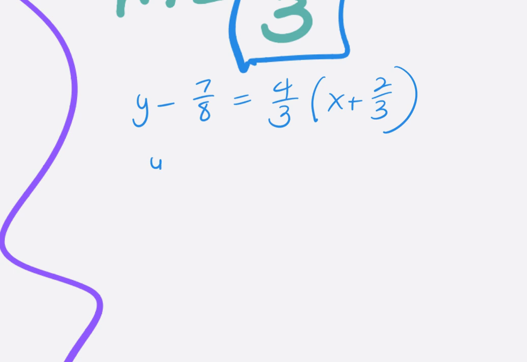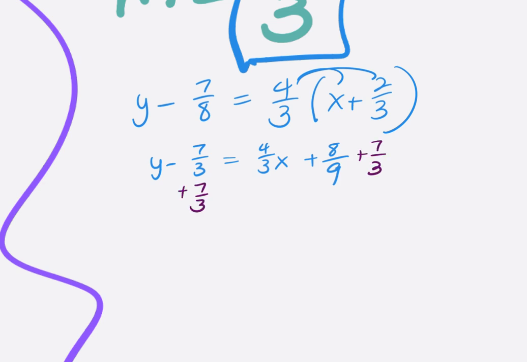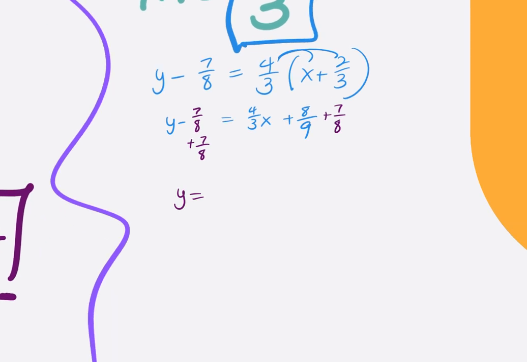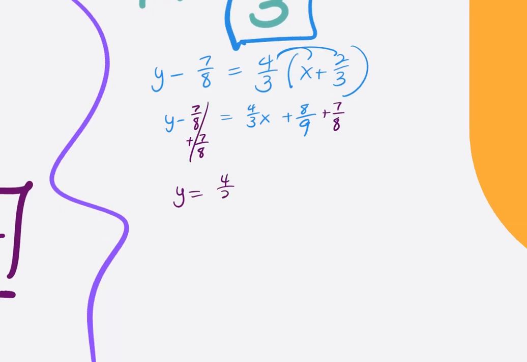I would distribute the 4/3 here and here. I would add the 7/8, just kidding. I rewrote it wrong, thank you. All right, that should have been 7/8 plus 7/8. Okay, then these are gone. Y equals 4/3 x.